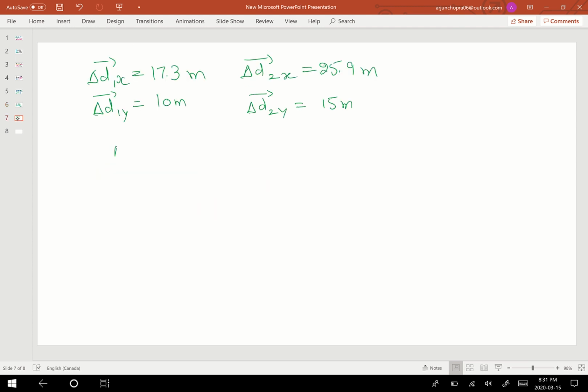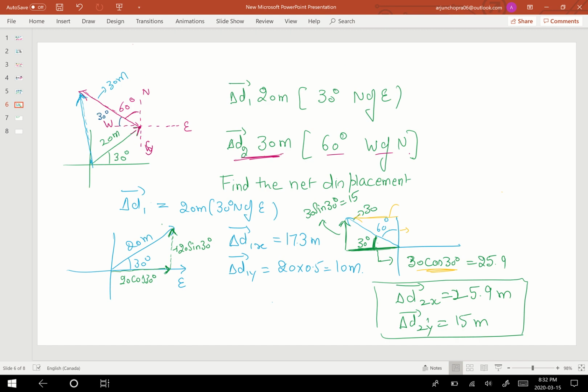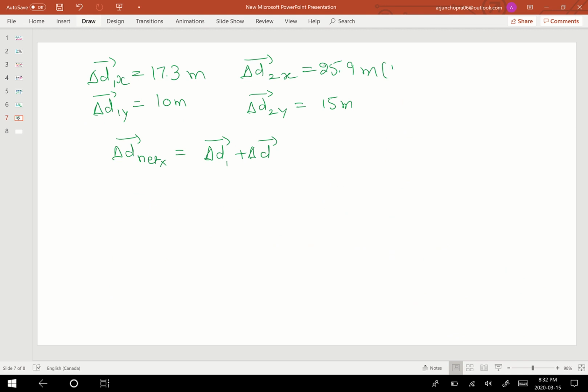So I'm gonna find delta d net in x direction. That will be delta d1 plus delta d2. Here I missed one part, so I should have represented the direction also. This is in east direction, this is in the north direction, because it's a displacement, so I have to represent the directions also. d2x, this is in west direction, and this one is in north direction. So d2x is in west direction, so this is west.